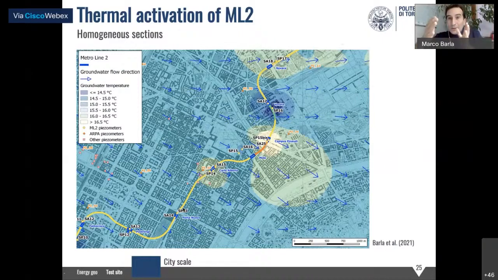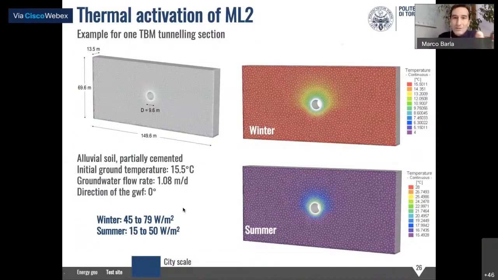So that's why we wanted to get homogeneous sections. And then out of the homogeneous sections, we run numerical models. I'm not going into this detail. You see here an example of a numerical model of a circular tunnel.